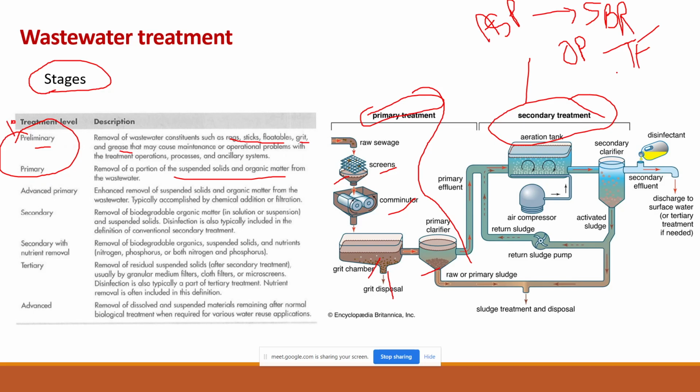What happens in the secondary stage? There is removal of organic matter. That is the basic point. After removal of the floatable or large material in the primary stage, the organic matter will be decomposed in the secondary stage by microbial activity. So that is basically what happens in the secondary stage.